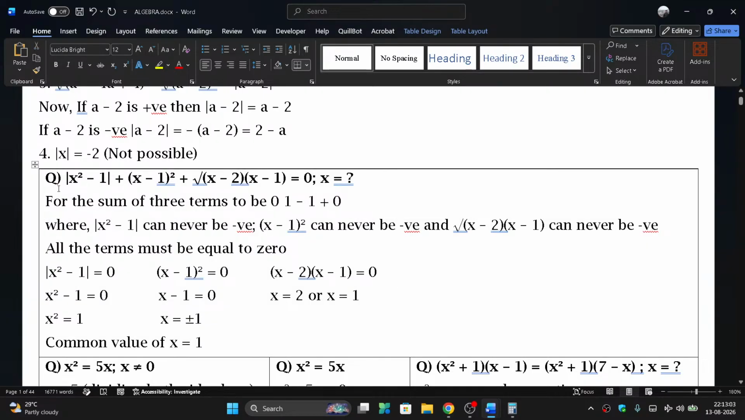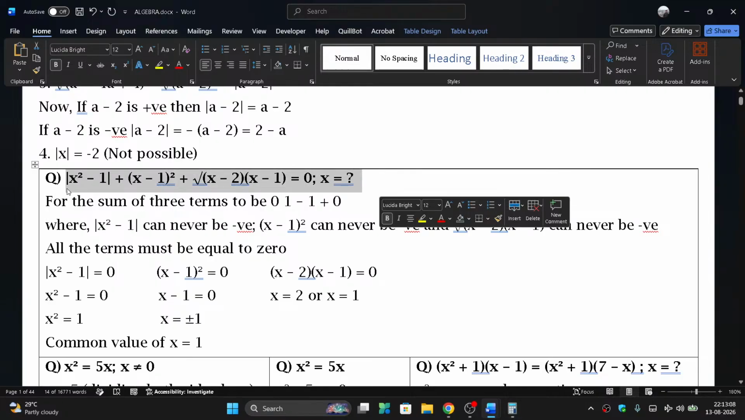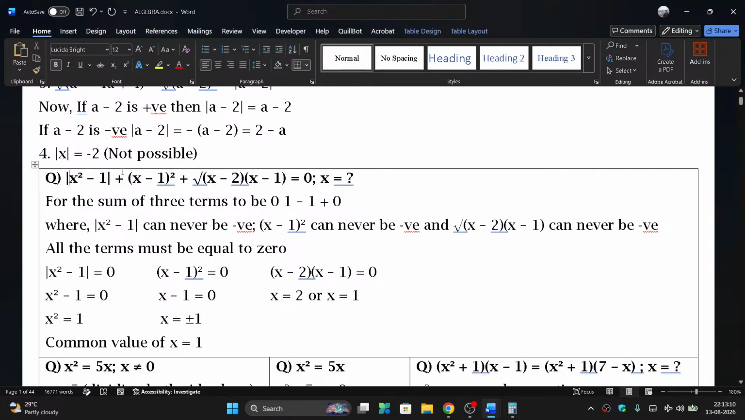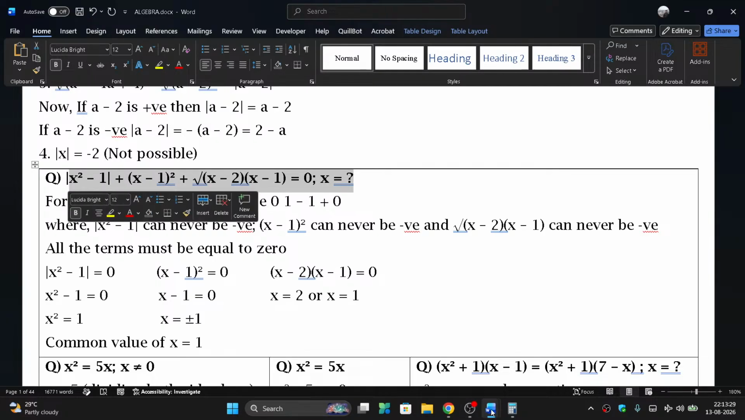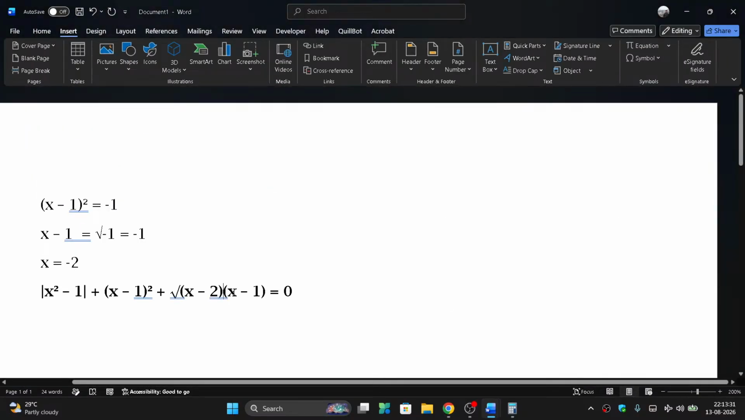Okay, so here is the question: modulus of x square minus 1, plus x square minus x minus 1 whole square, plus the whole root of x minus 2, and x minus 1, is equal to 0. This whole thing is under root. Then what is the value of x? Okay, so I have explained this in here.